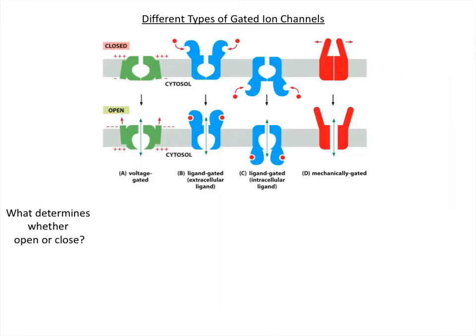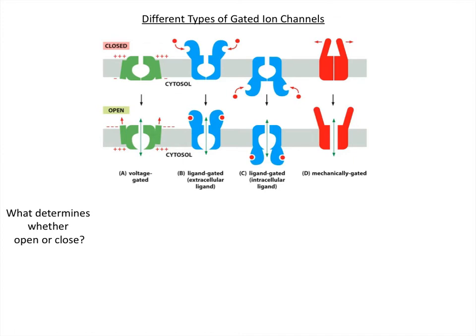The next topic is to discuss how gated ion channels open and close. There are 3 different types of gated ion channels, which are shown in this figure. Let's start with each of these, and then we'll fill in below what determines whether each of these is open or closed.